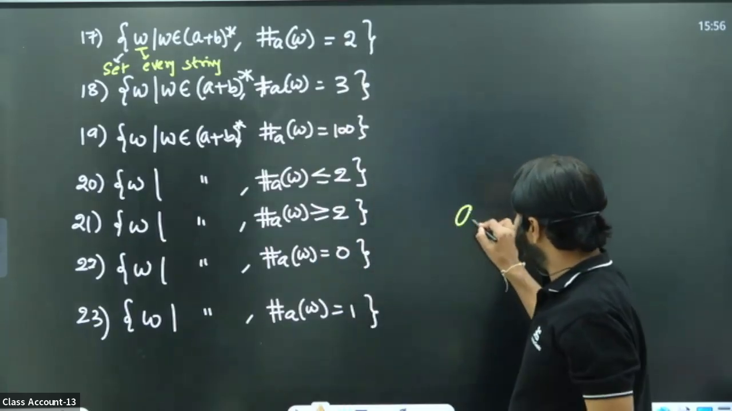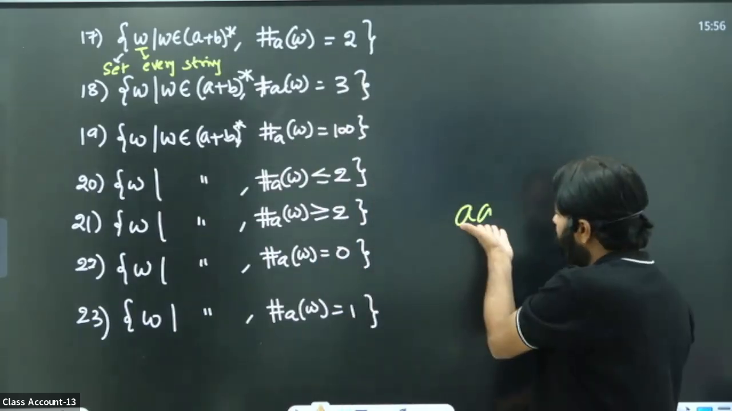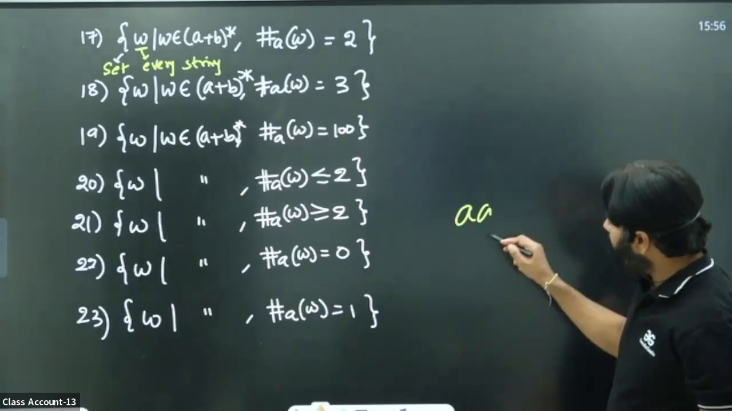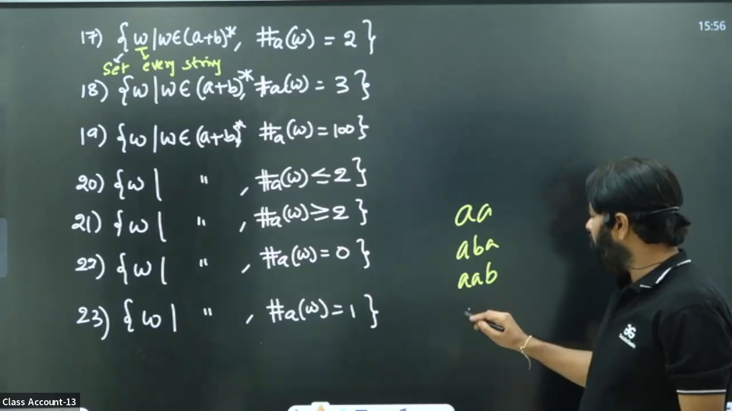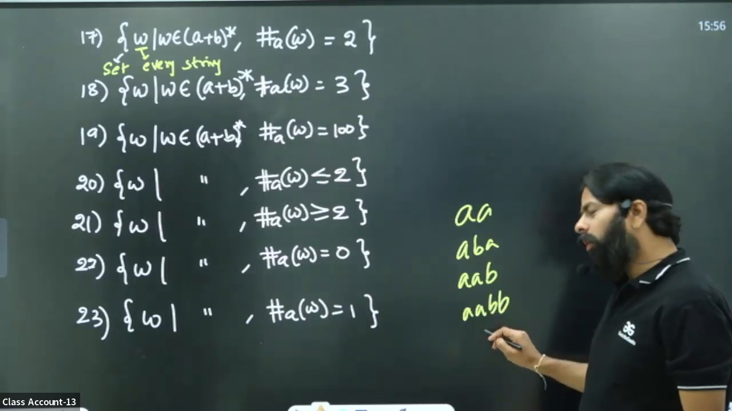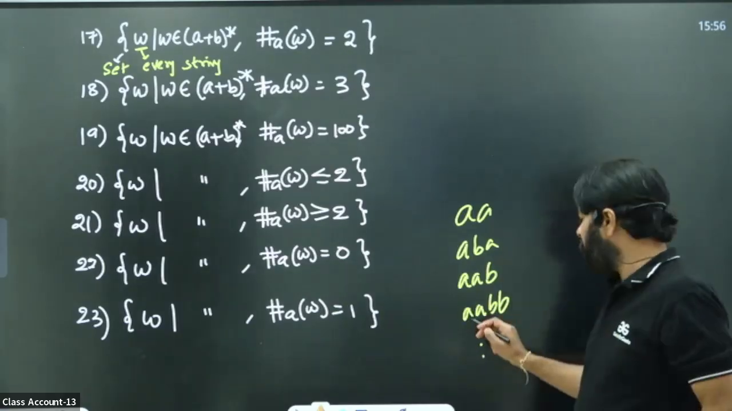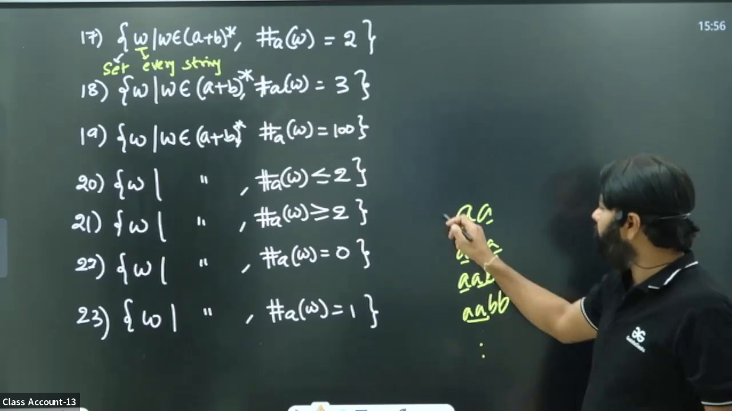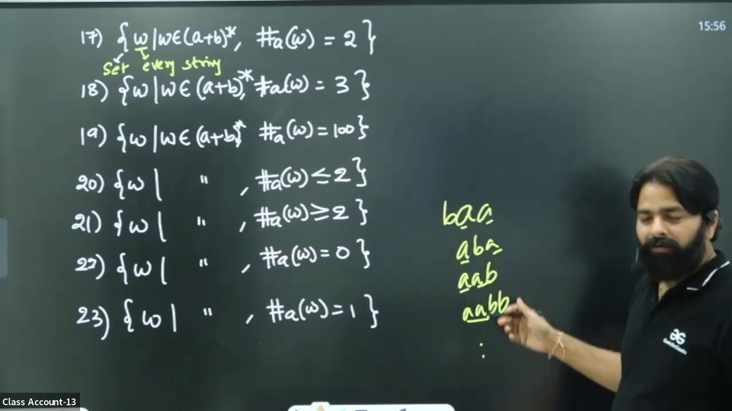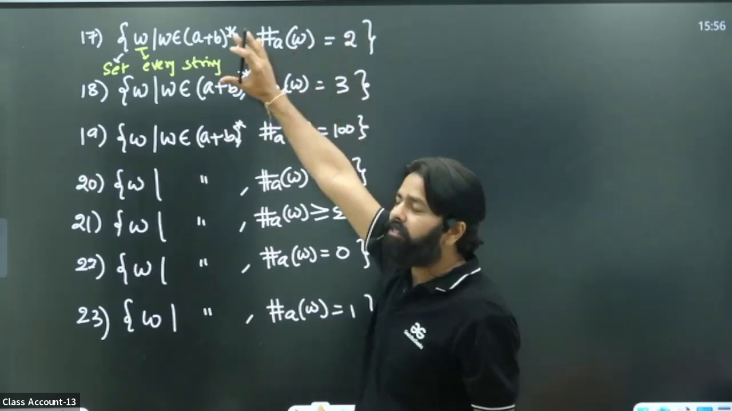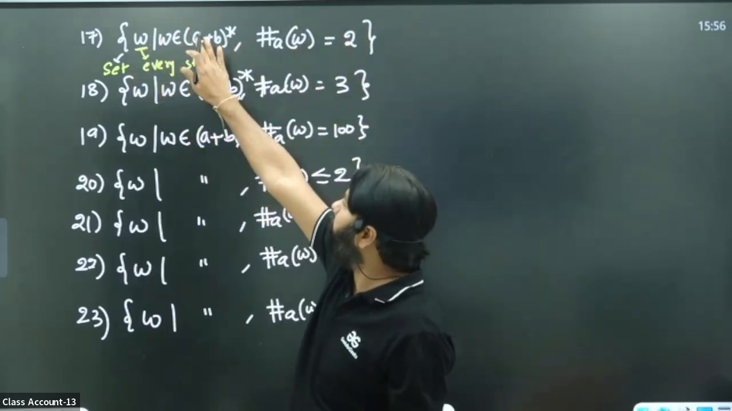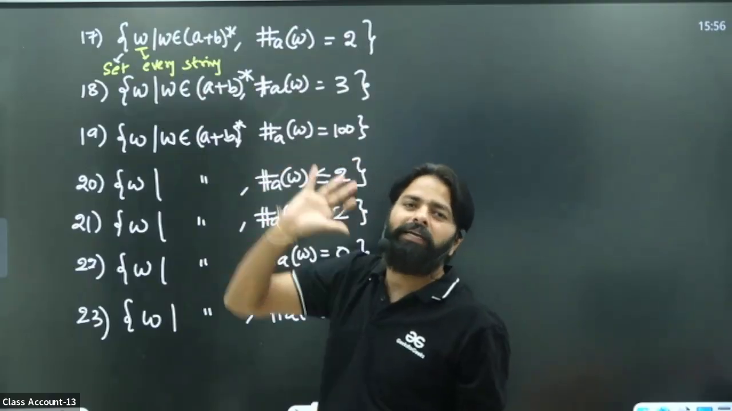So don't write this only double A, because this is not going to cover every string. AA is there, ABA is there, AAB is there, and AA double B is there. So every string which has only 2 A's, right? B's could be any. No restriction where the B comes. B can come here or here, anywhere. So try to read the question properly. We want every string which is in (A plus B) whole star, and that should have exactly 2 A's.